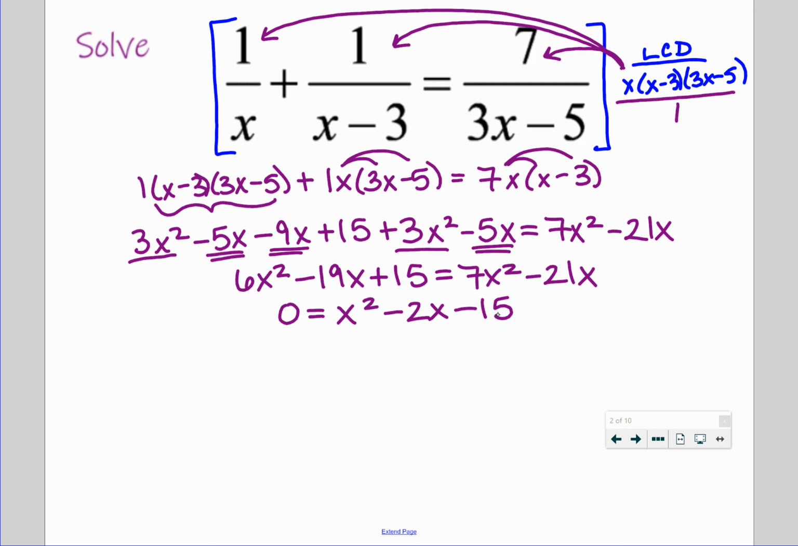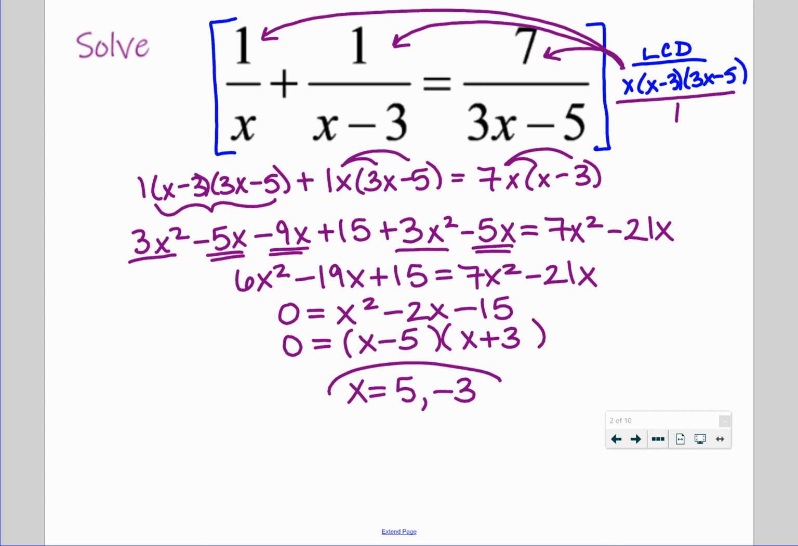And now we solve the resulting quadratic by either factoring or square roots if you can, which we can't on this one because we have an x squared and an x term, or by using the quadratic formula if you get stuck. I'm going to factor this one. Two numbers that multiply to negative 15 and add to negative 2 are negative 5 and positive 3. And then if you set each of those equal to 0, you're going to get a positive 5 and a negative 3.